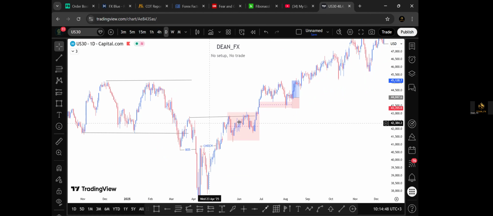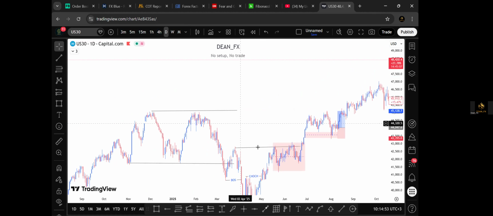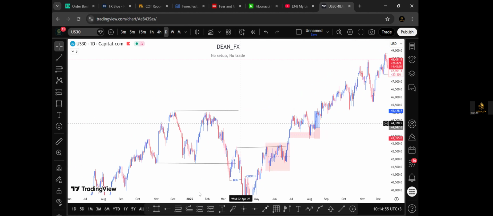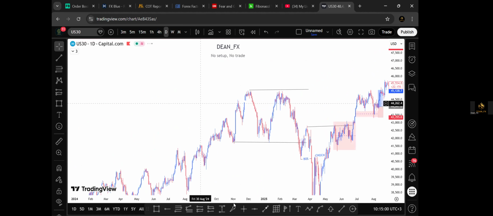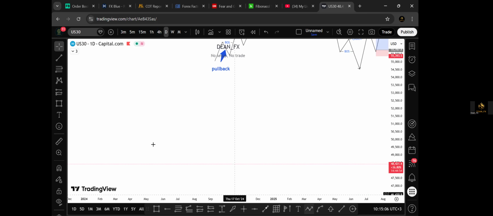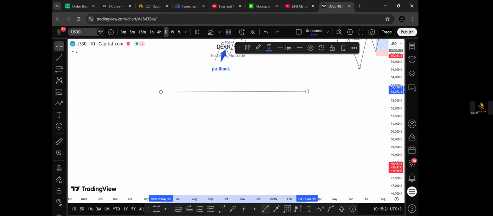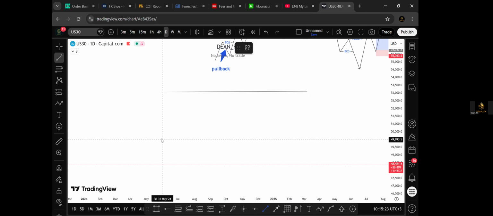So I haven't shown the consolidation part. Okay, the consolidation is usually, for example, I can do it here. It's below. Let's use this one first. Let's say, for example, this is a support, the resistance, and this is the support.